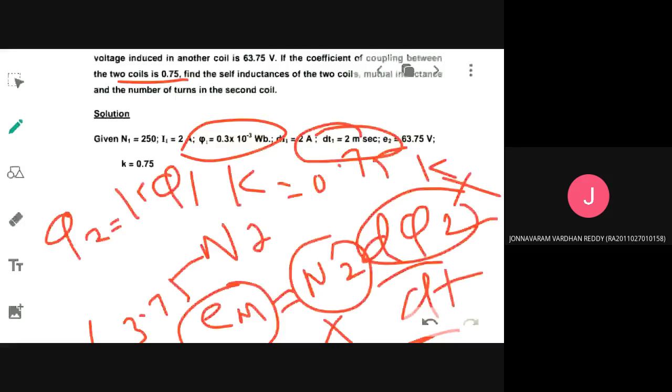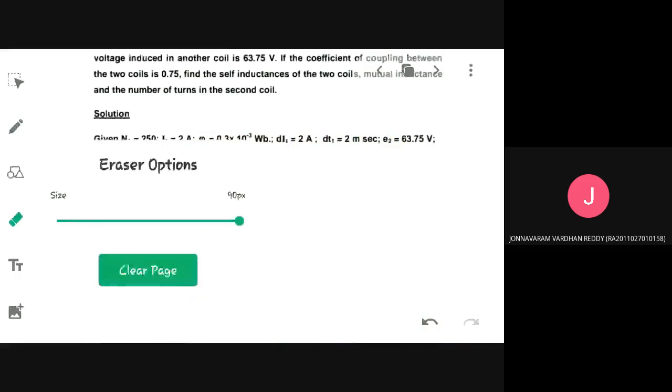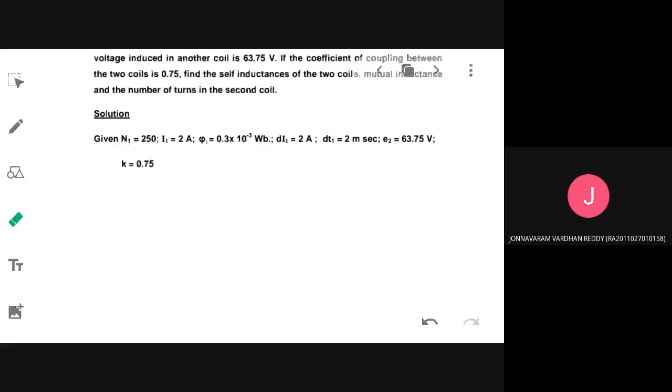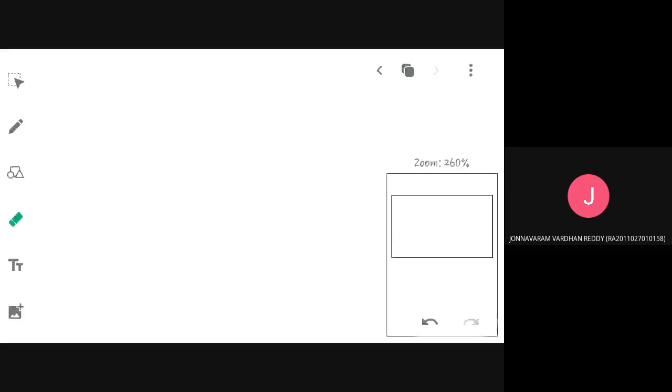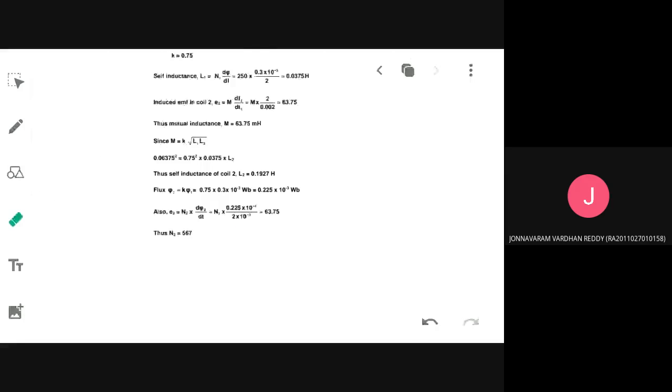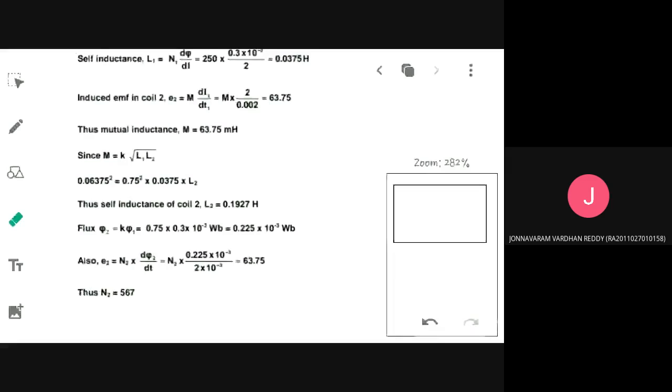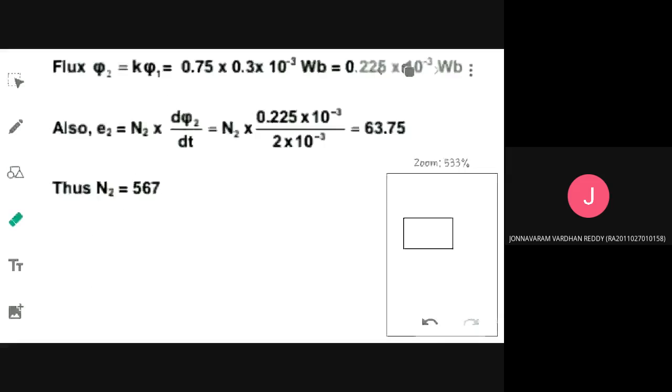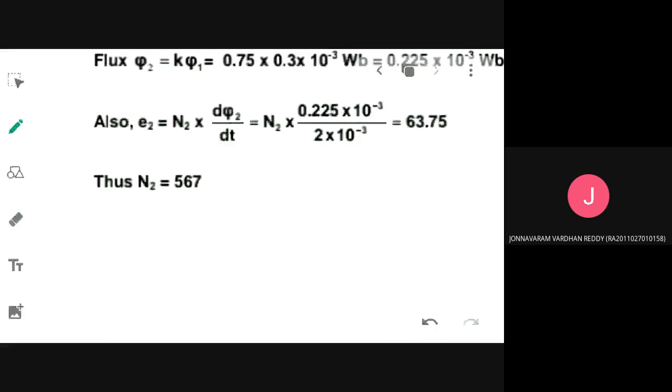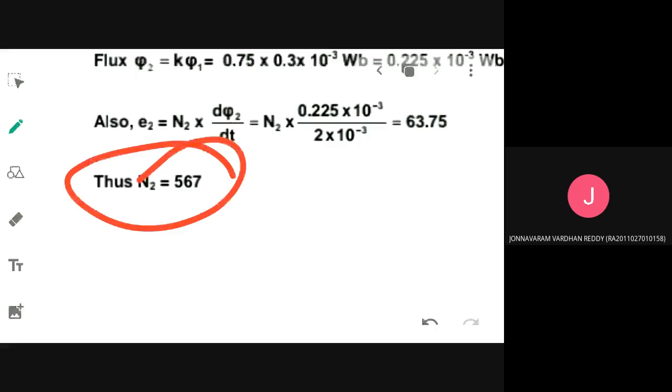What is the answer for N2? 500 and you got the answer 567. Ma'am, I got 66, ma'am. I think you have made some mistake in that case. 567 is the answer.